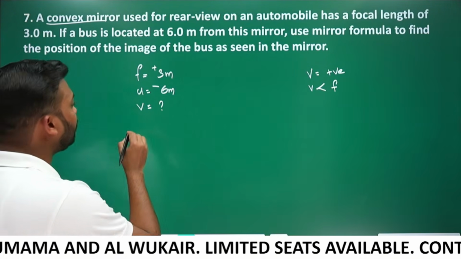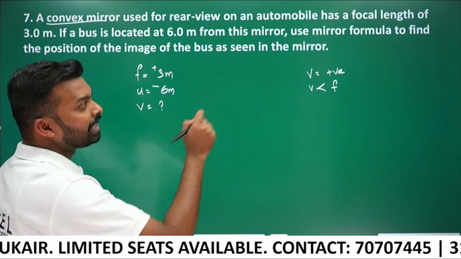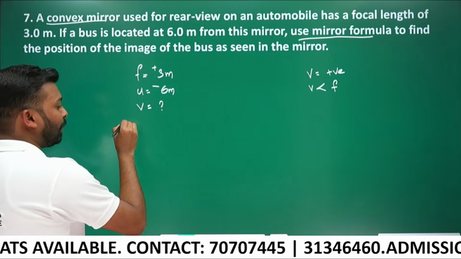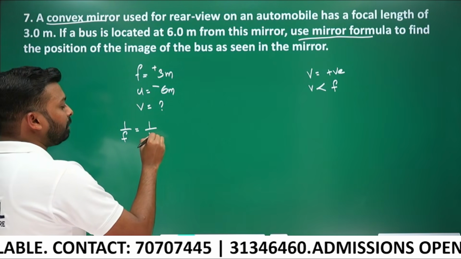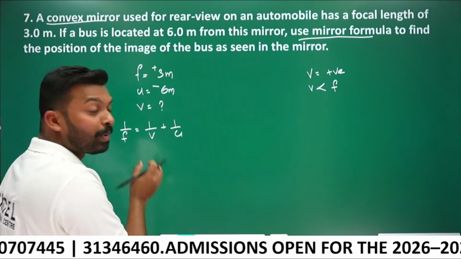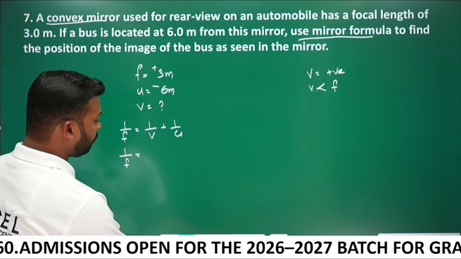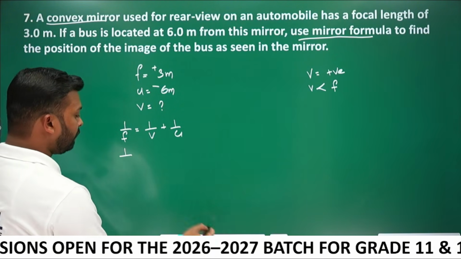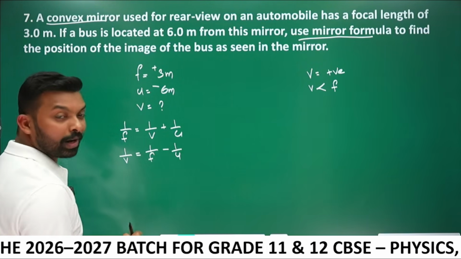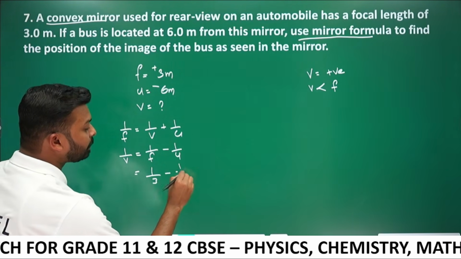So let's go for the formula. What is actually to be used here? Here it is the mirror formula. It is given in the question itself. So 1 by F is equal to 1 by V plus 1 by U. This time it is plus 1 by U. We have to find 1 by V, right? 1 by V is equal to 1 by F minus 1 by U, right or not? So now giving the values, 1 by 3 minus 1 by U is what?